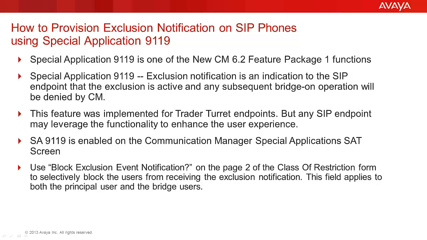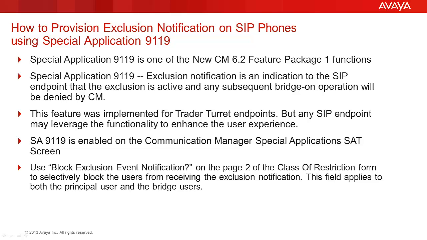This video will briefly explain the Communication Manager Special Application 9119, which provides an indication to the SIP endpoint that the exclusion feature is active. This is a new feature functionality that is being delivered by the Communication Manager 6.2 Feature Pack 1 release.